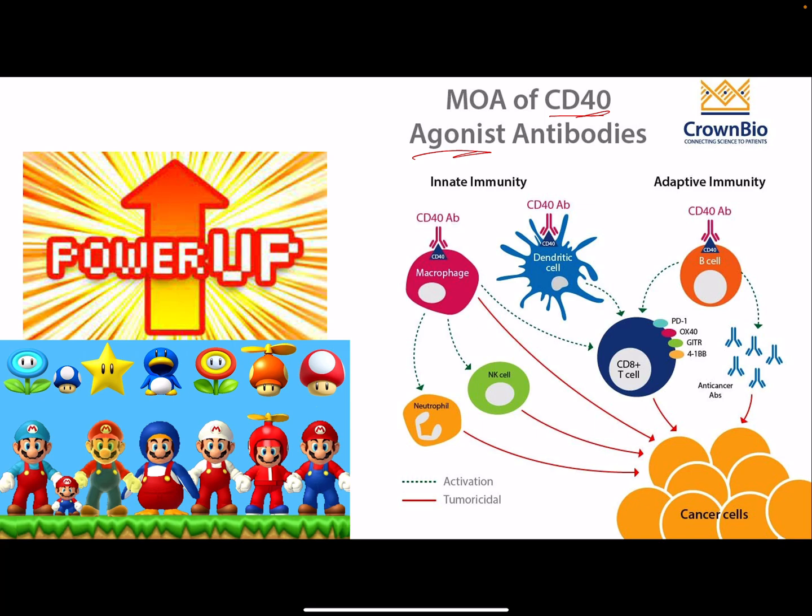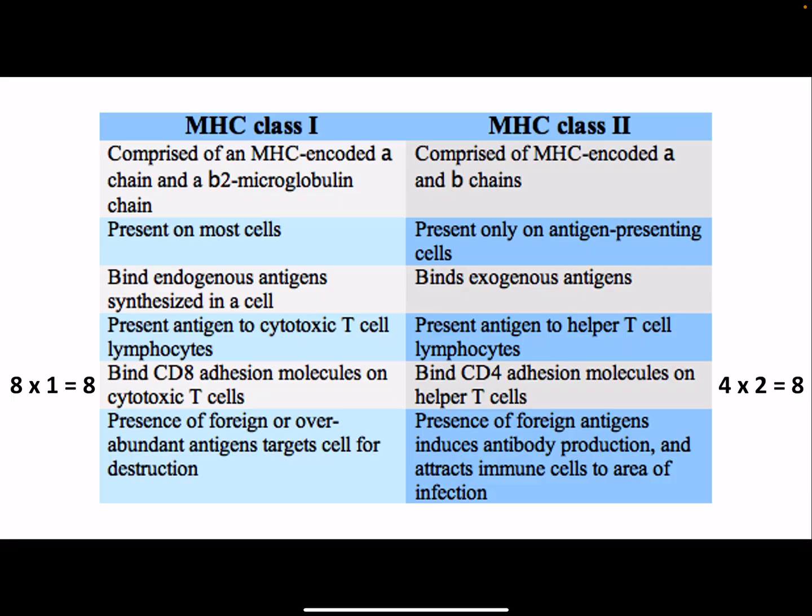We're powering up our macrophages and our neutrophils and our natural killer cells and our dendritic cells and our B cells, just supercharging them so that they can kill the cancer. Now, you don't really have to know this specific example for your NBME coming up, but I think it just perfectly illustrates the CD40 power up thing. And I just think of Mario, where you can get all of these different power up things.